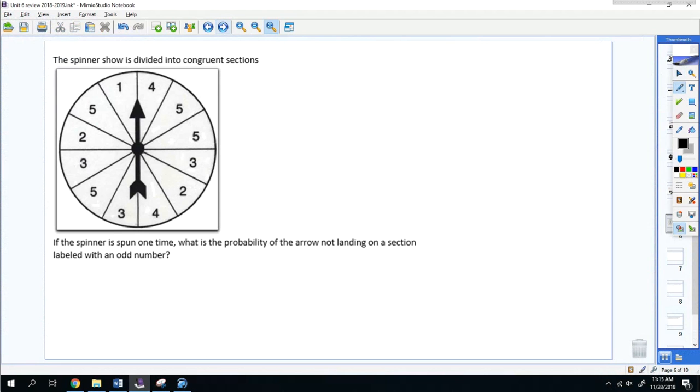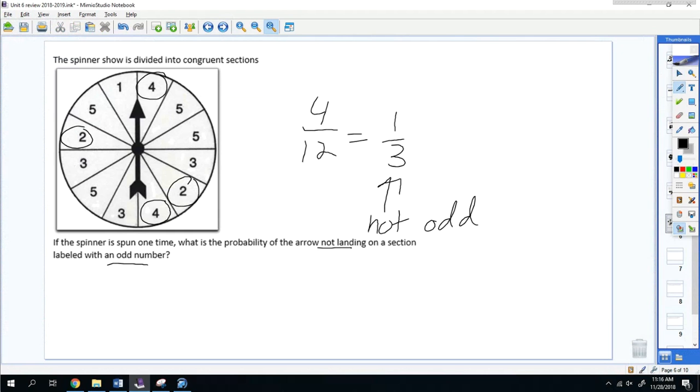Number 6, the spinner shown is divided into congruent sections. If the spinner is spun one time, what's the probability of the arrow not landing on a section labeled with an odd number? Well, it says not an odd, so if it's not an odd, it's even. So I'm going to circle all the evens. 4, 2, 4, 2. So I circled 4 evens out of, I believe, 12 sections, which is 1/3. So that's not odd. And just to say, to get an odd would be 2/3.